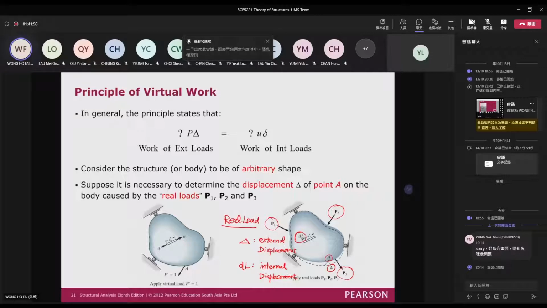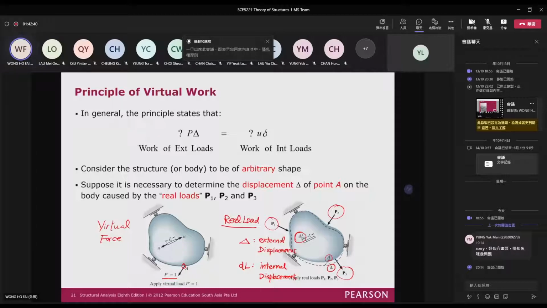Now we will introduce the concept of virtual work. Virtual means something which is not real. So consider the same system here. We apply a virtual force. For example, if you want to find the deflection at location A, then I will apply the so-called virtual force here. For convenience, I will set this force equal to 1.